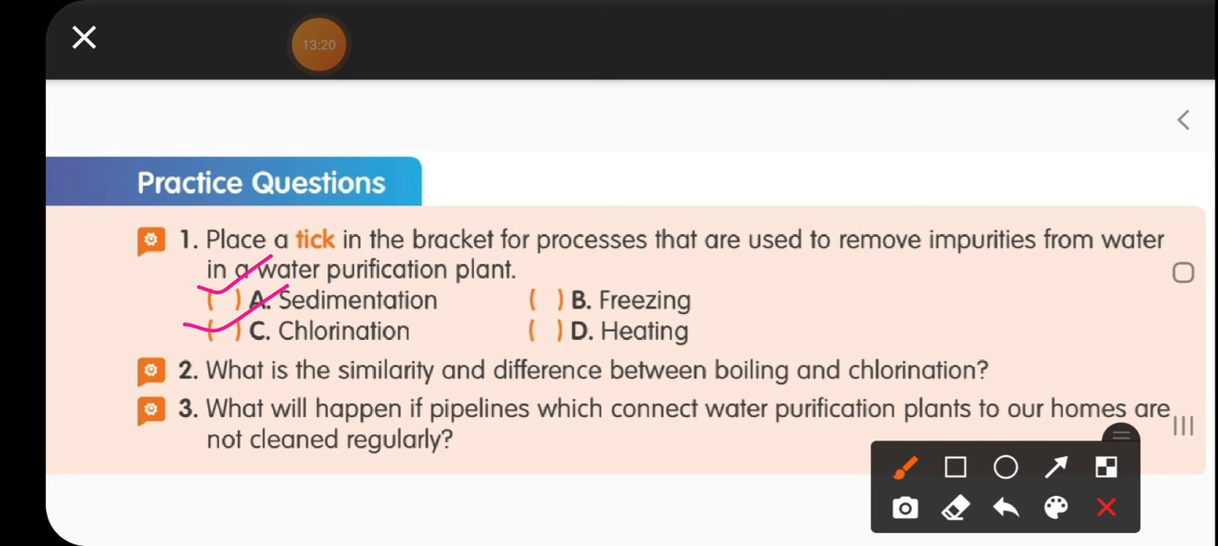What will happen if the pipelines which connect the water purification plants to our houses are not cleaned regularly? If they are not cleaned regularly, the impurities will stick to the walls, and the pipelines will get spoiled, and if we drink such infected water, we too will get diseases.